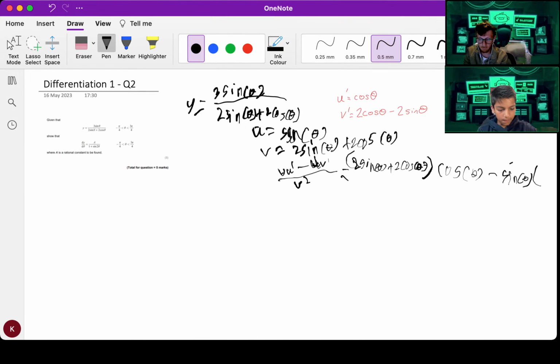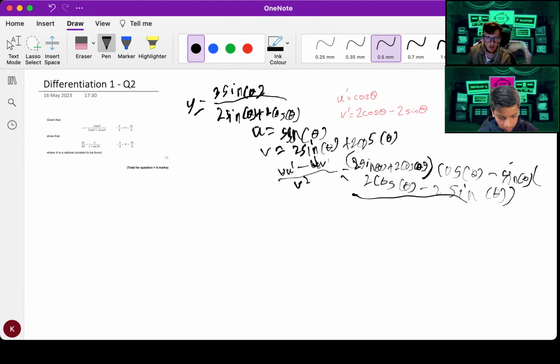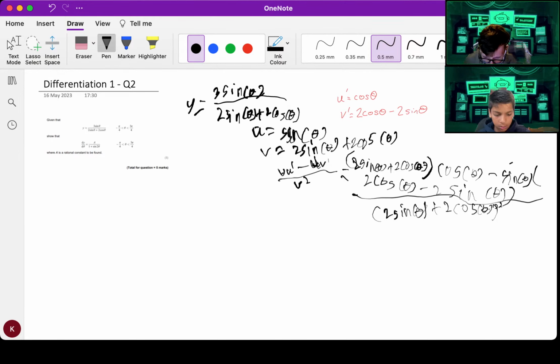Times by minus sine theta times 2 cos theta minus 2 sine theta, and then divided by 2 sine of theta plus 2 cos. Oh, I've just spotted an error from the question. I wonder if anyone in the chat could spot it. Maybe, but if not, see if you can.